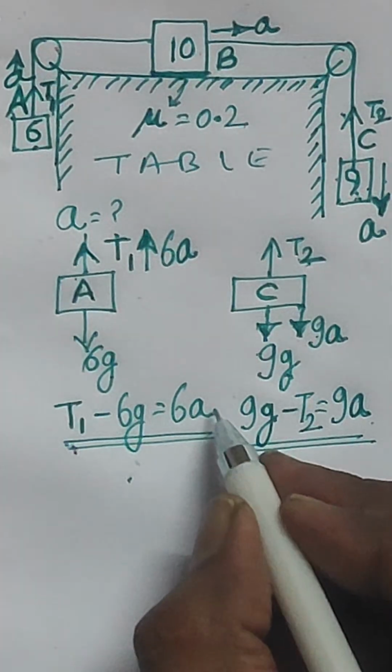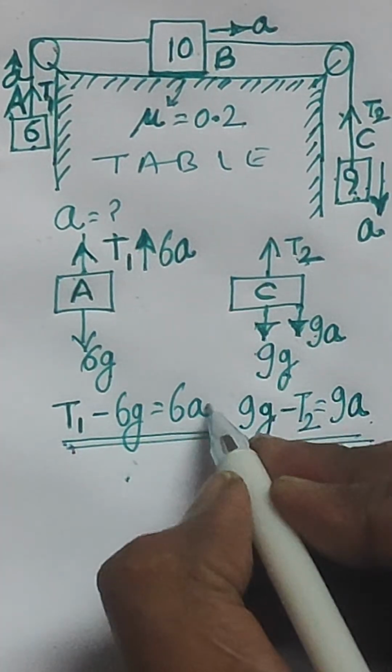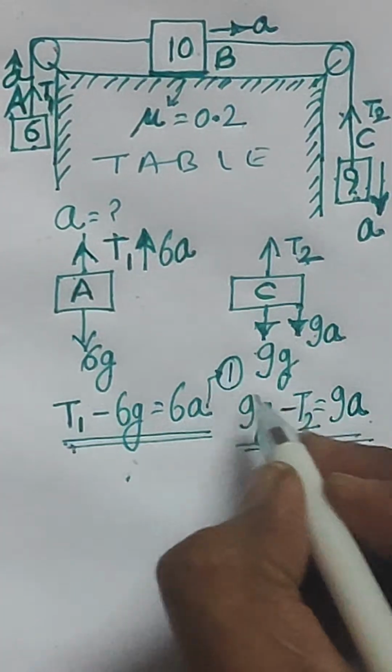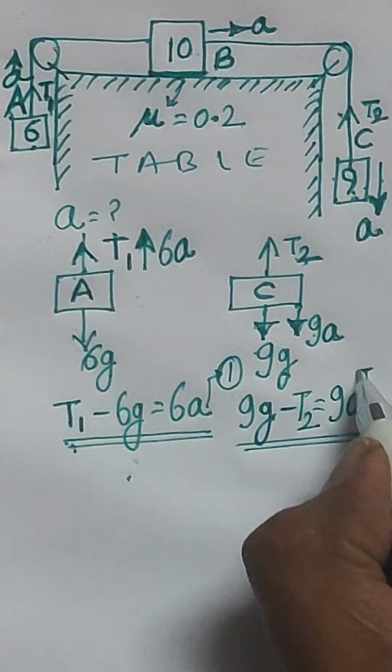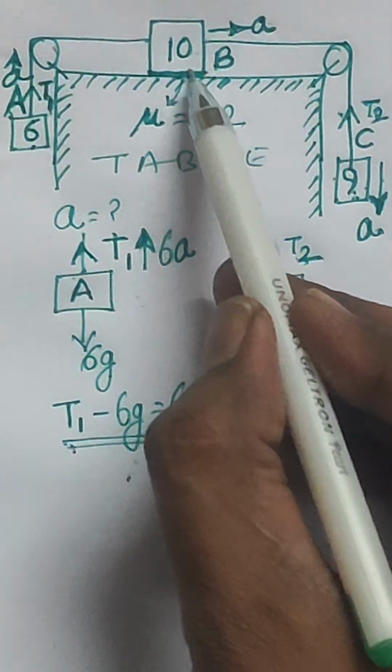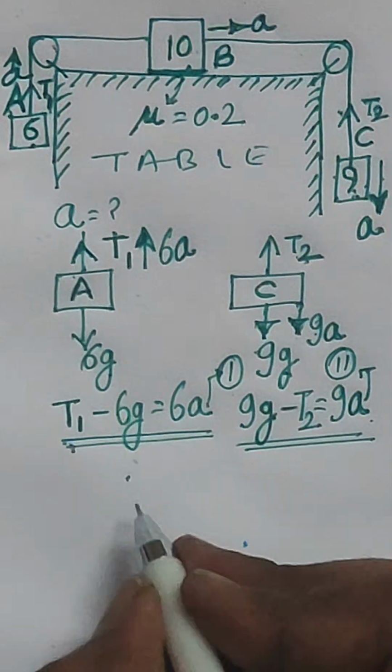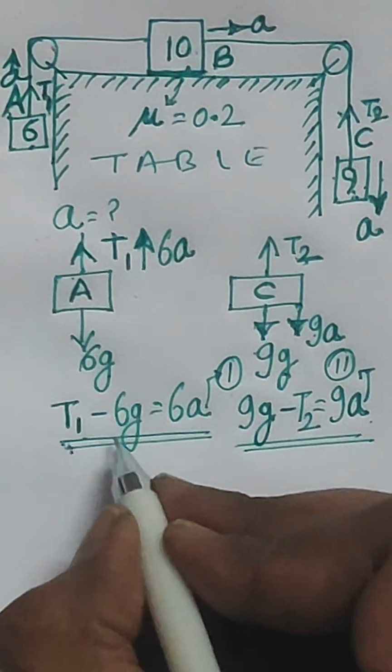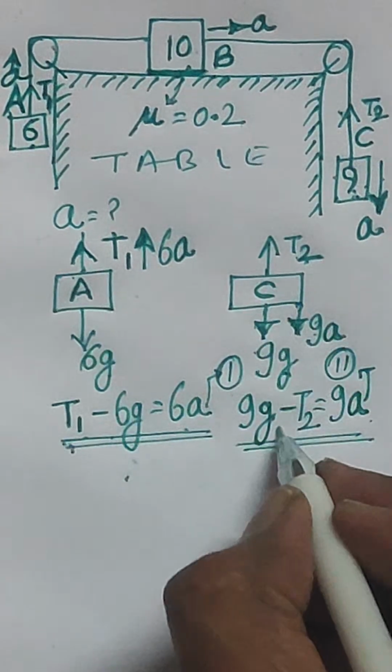Let us say the first was equation number 1, and this is equation number 2. So we have two equations with us. Now just draw the free body diagram of this 10 kg mass. So this was for A, this was for C.